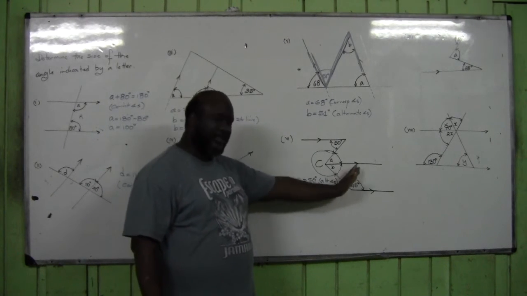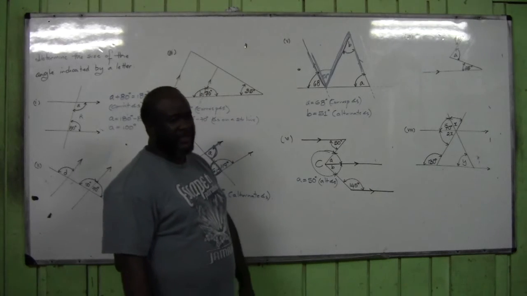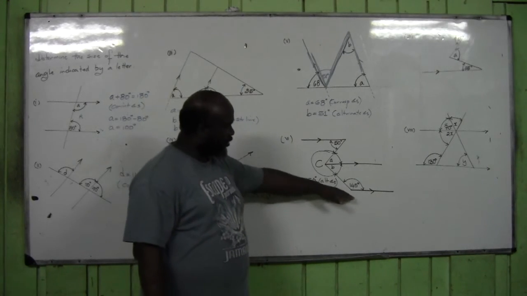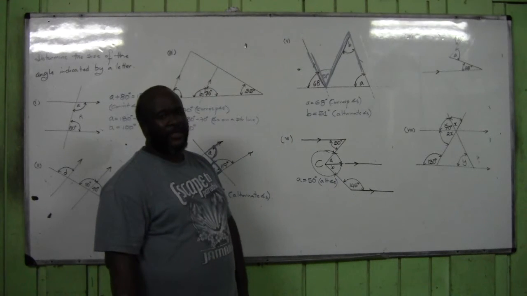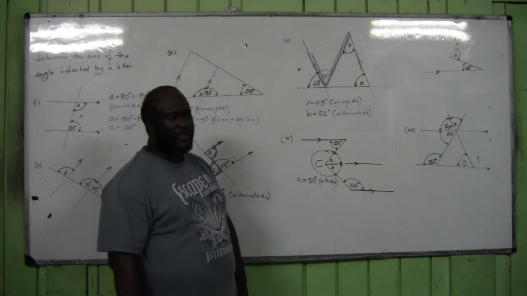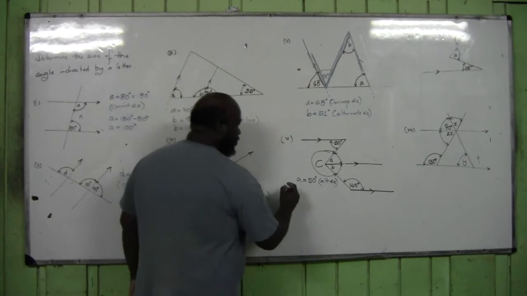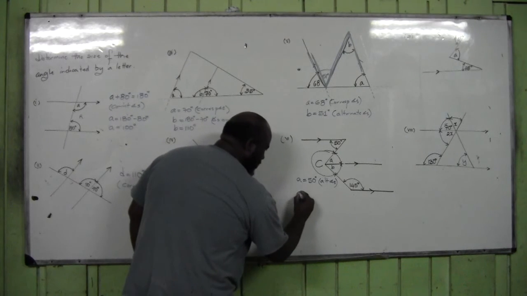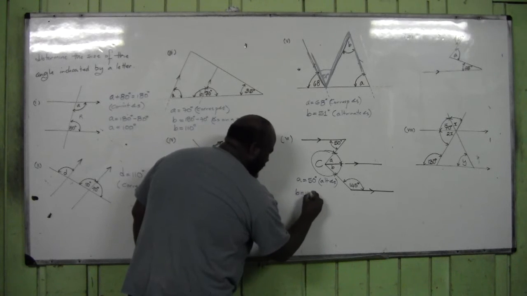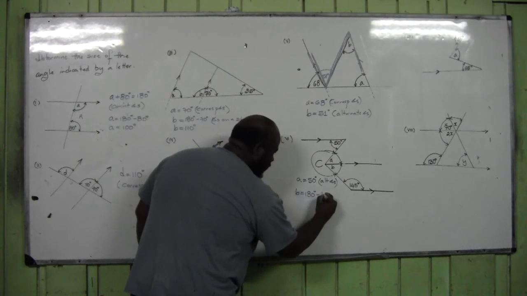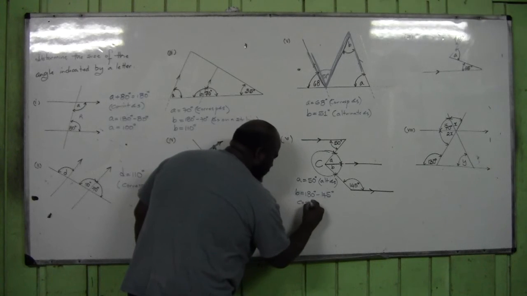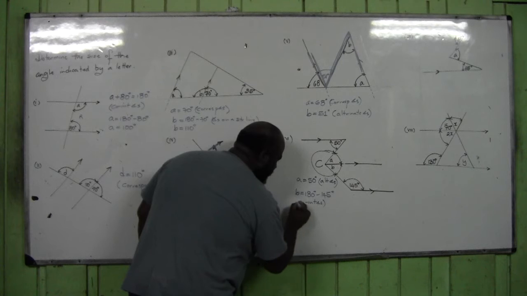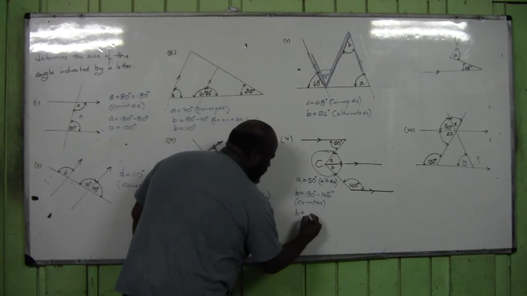And they are on the same side of the what? Transversal. Whenever you have two angles between the parallel lines on the same side of the transversal, they add up to 180 degrees. They are called co-interior angles. So B is equal to 180 minus 145. They are co-interior angles. B is equal to what?